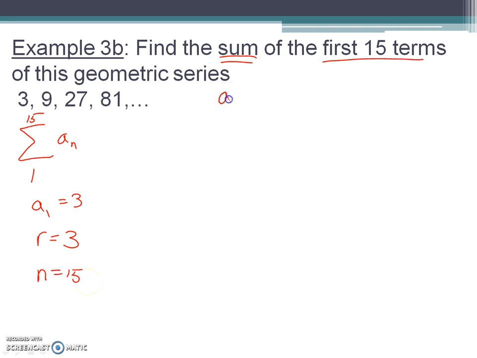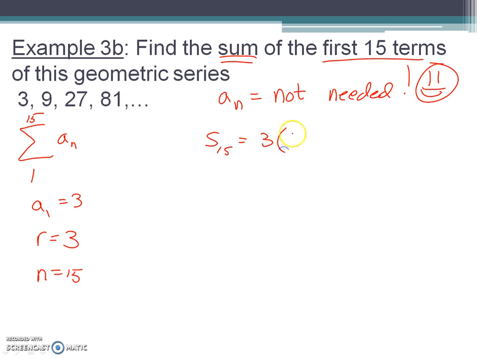So in this case, we can breathe a sigh of relief. We don't actually need to write a rule for a sub n in order to find the sum. So don't bother. I mean, you could if you want to. Of course you can. But I would say don't bother. So the sum of the first 15 terms, plug and go.